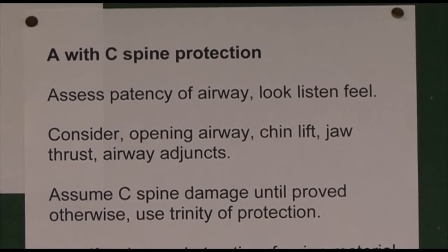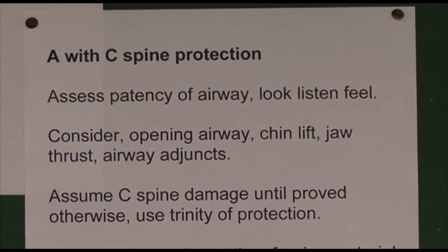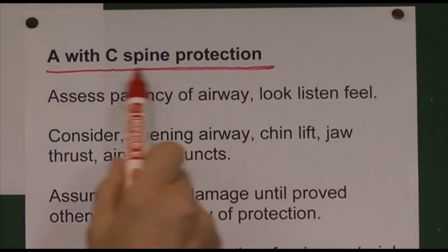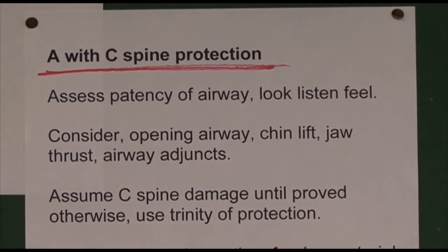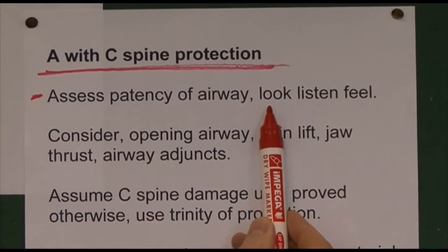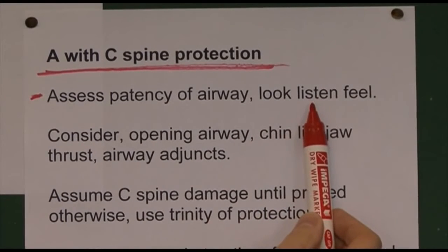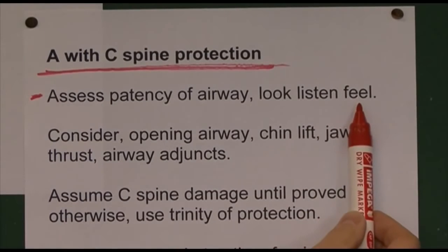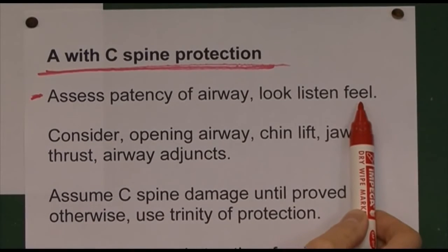Now, because this is so important, I'm going to run through it on the notes. So the first priority, A with C-spine protection. We assess the patency of the patient's airway. We look at the chest movements. We listen for the air going in and out of the patient's nose and mouth. And we can feel for the air. You can put your hand near the patient's mouth and feel the air going in and out with your hand.